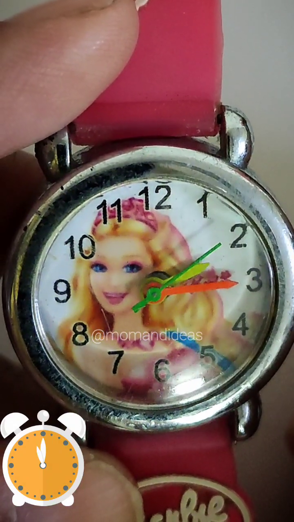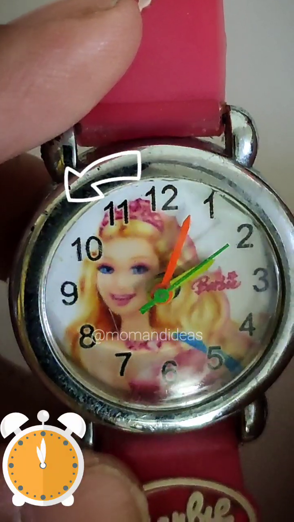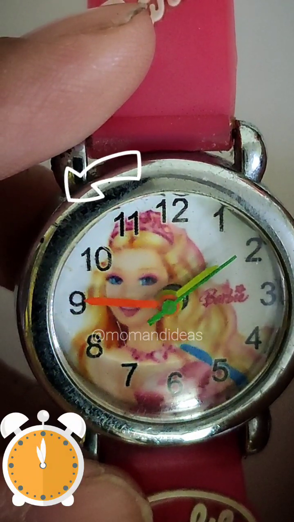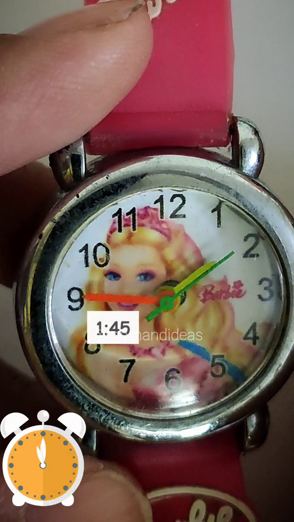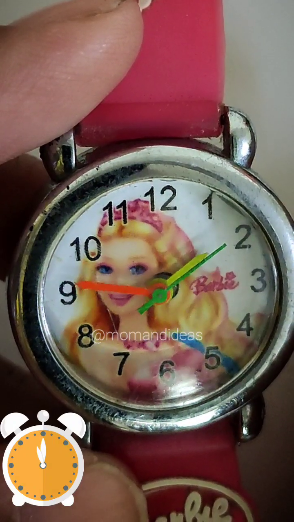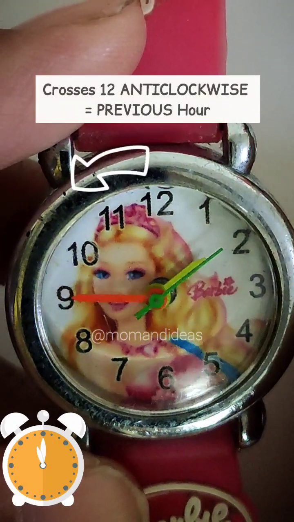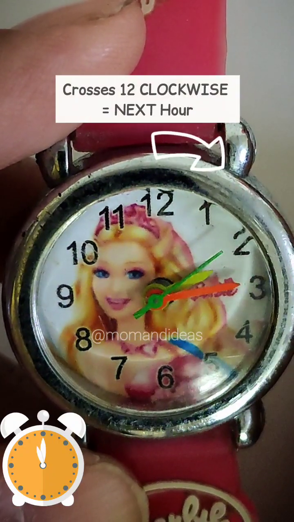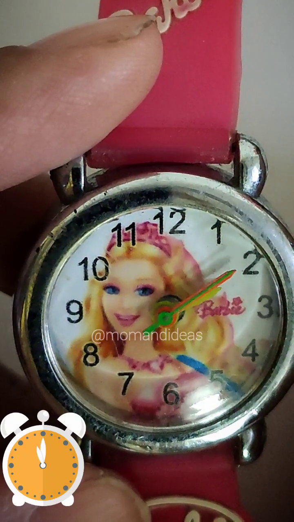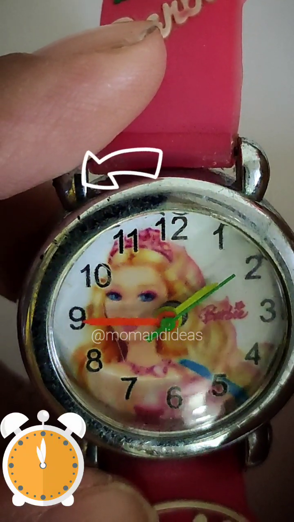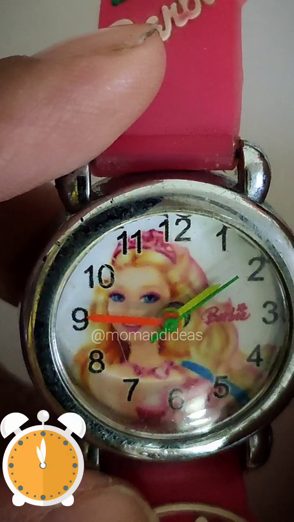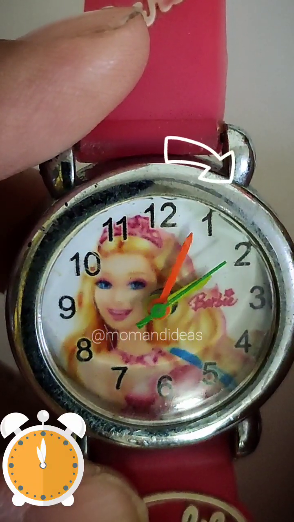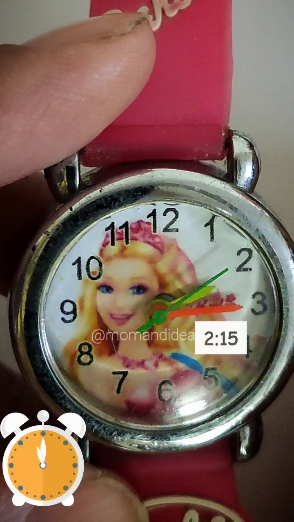When the minute hand crosses 12 in anti-clockwise direction, it becomes the previous hour. So 2:15 became 1:45. It's very simple. When it crosses anti-clockwise direction, it becomes the previous hour. When it crosses 12 in clockwise direction, it becomes the next hour, that is 2:15.